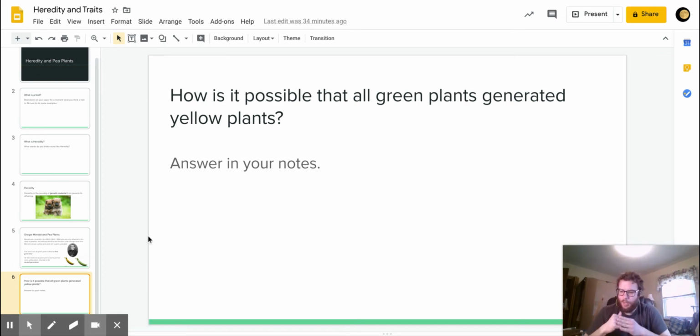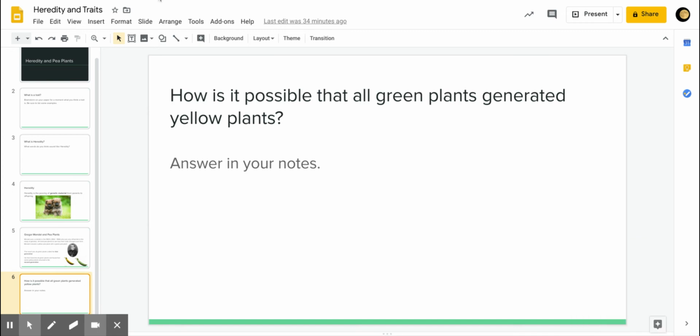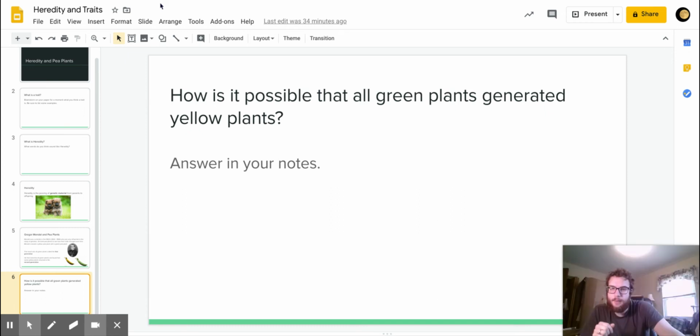Before we continue, I want to answer both of those questions. The first one being, how can all green plants breed to sometimes make a yellow plant? The answer to that is not all of your traits are made equally. In other words, there are some traits that can block out other traits, and you'll see here, we call them dominant versus recessive traits.